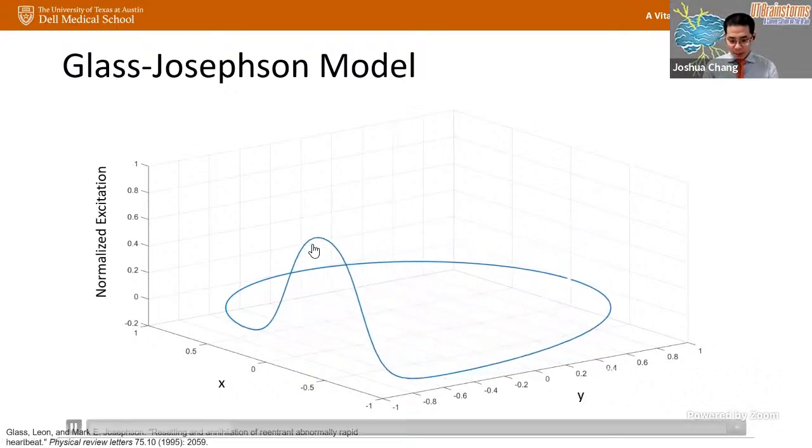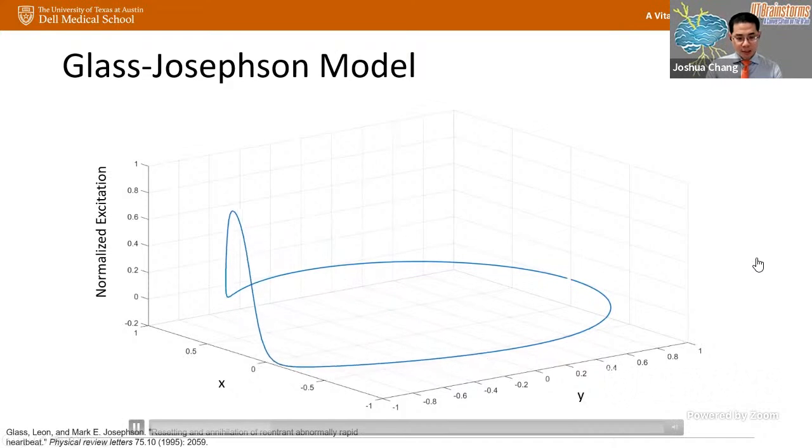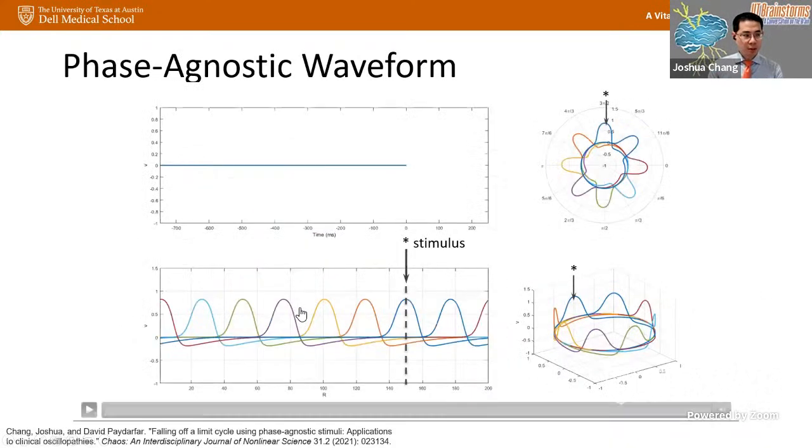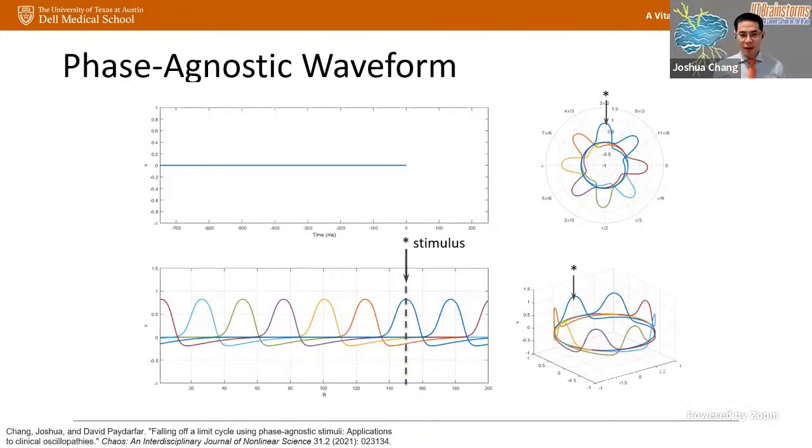We started playing around with this and exploring, and we ran our algorithm on this and optimized it in such a way that we were able to find a stimulus waveform that was able to suppress pathological activity at any point in time. So this is what we're calling a phase agnostic waveform. It doesn't matter what the timing is, it'll suppress pathological oscillations.